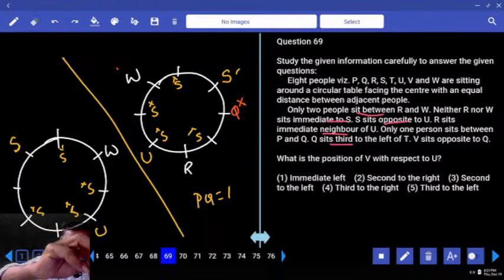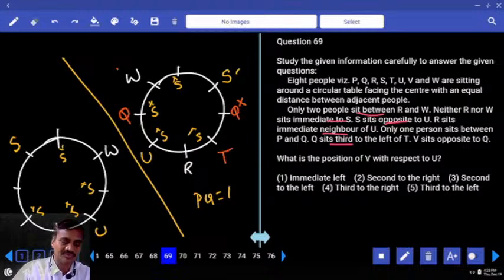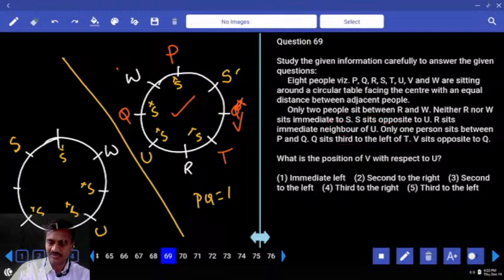Then what is the other possibility? Can we have Q at this place? Yes. Now Q is here and Q sits to the immediate left of T, T is here. Now between P and Q there is exactly one person. Then who is the person left over here? V is the person left over, V must be here. Clear? Now this is the final arrangement we have.